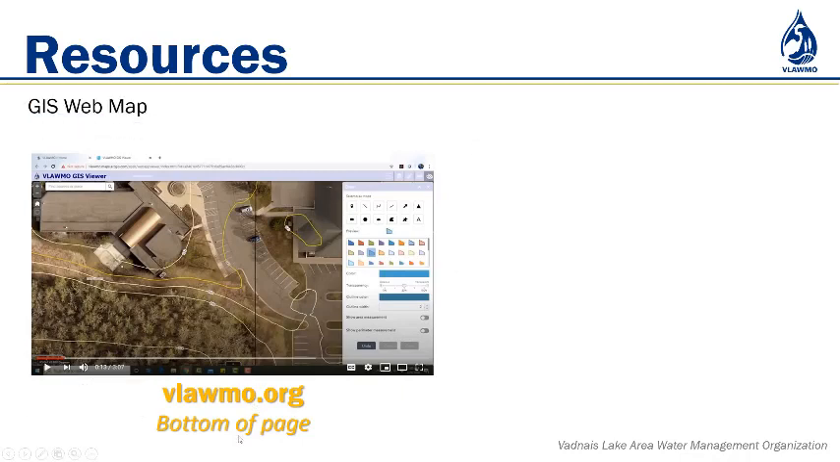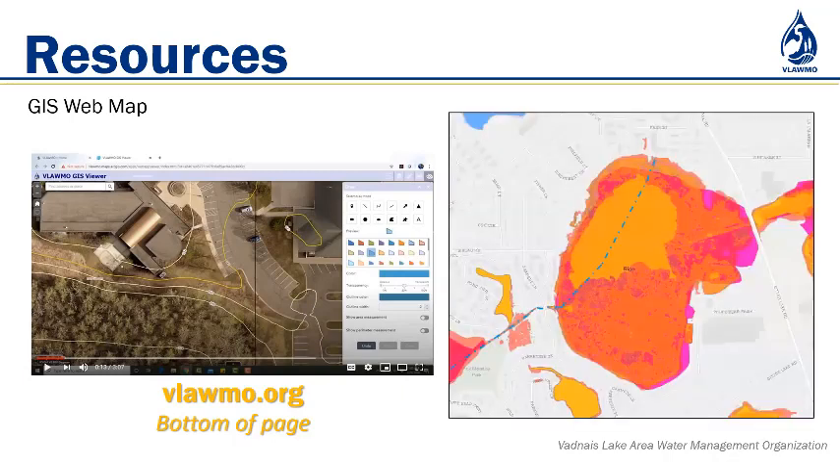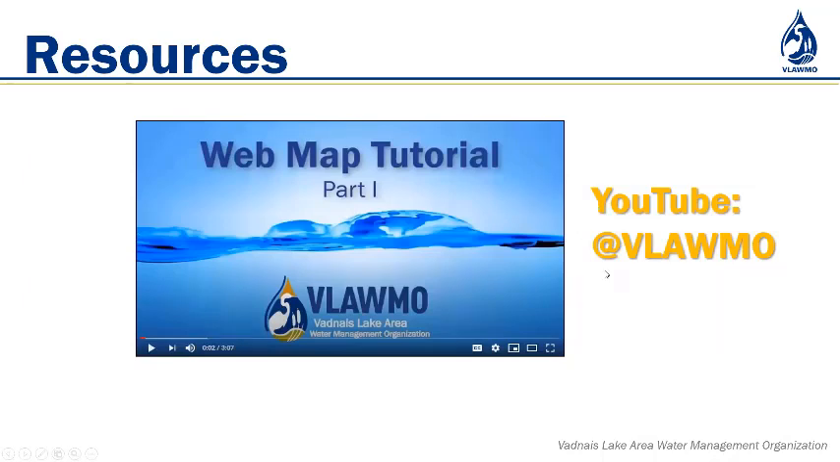So that is at vlamo.org. At the bottom of the page, you'll see the link called GIS Web Map. You'll also be able to see all of the layers we have. This is an example of floodplain layers. This is different colors for 5, 10, and 100-year storm events. So we have all that data. You can really nerd out and dig into that if you want, or just sort of pass it. I have a web map tutorial on our YouTube channel to explain how to use and interact with that resource.